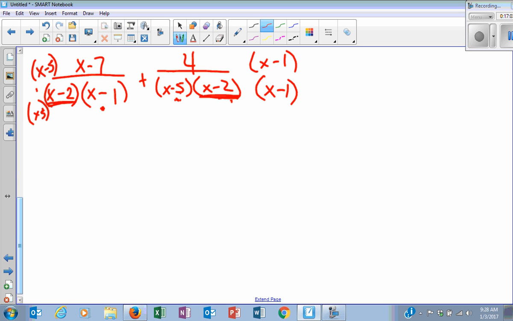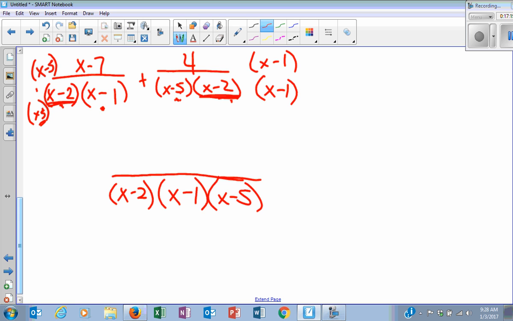So on my bottom, there are going to be three things. There is going to be an x minus 2, starting from right here. There is going to be an x minus 1, and then this right here is an x minus 5. All three of those things are going to be in my denominator. That is my least common denominator. Now, to get to my top, and I'm going to have that twice. That's the whole purpose of this.